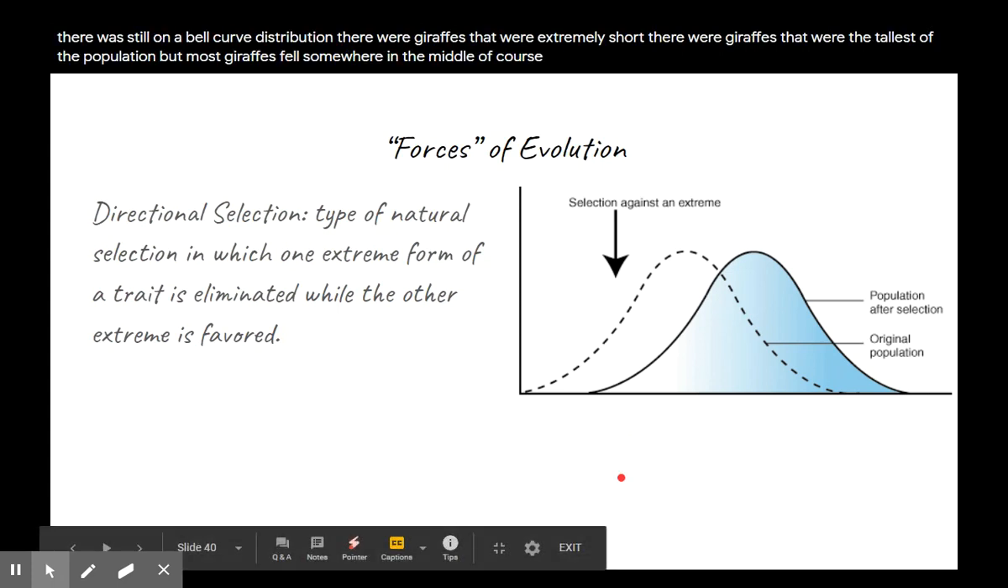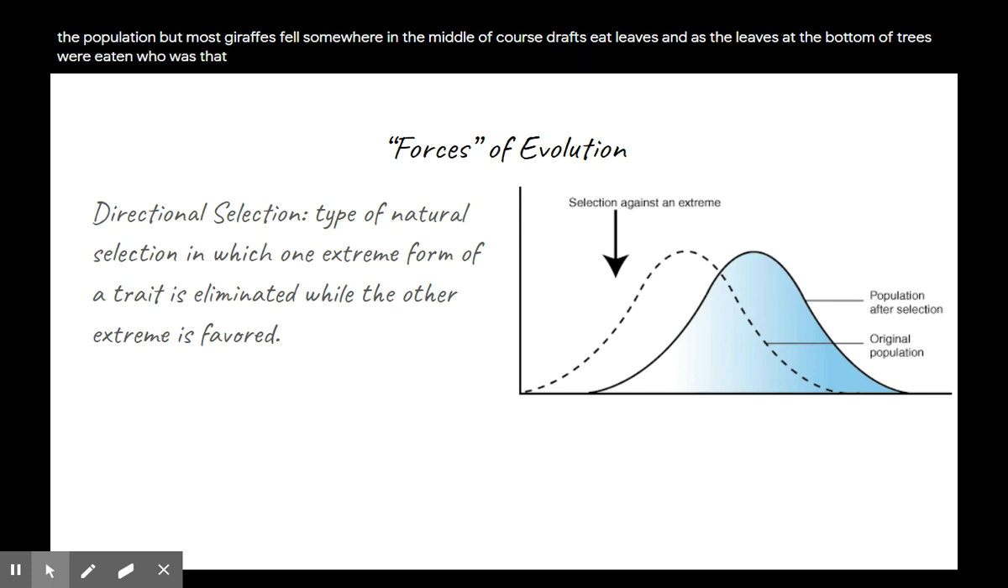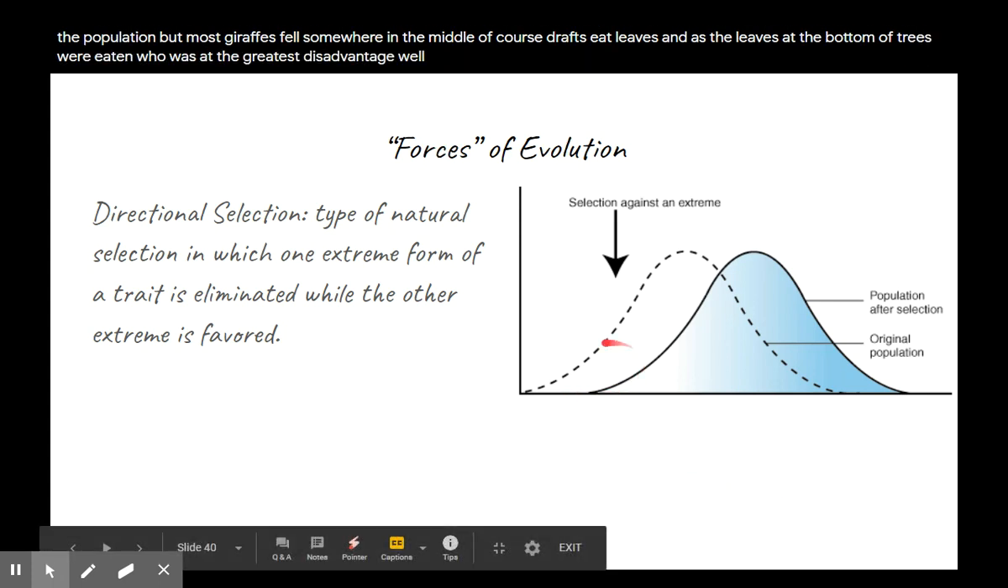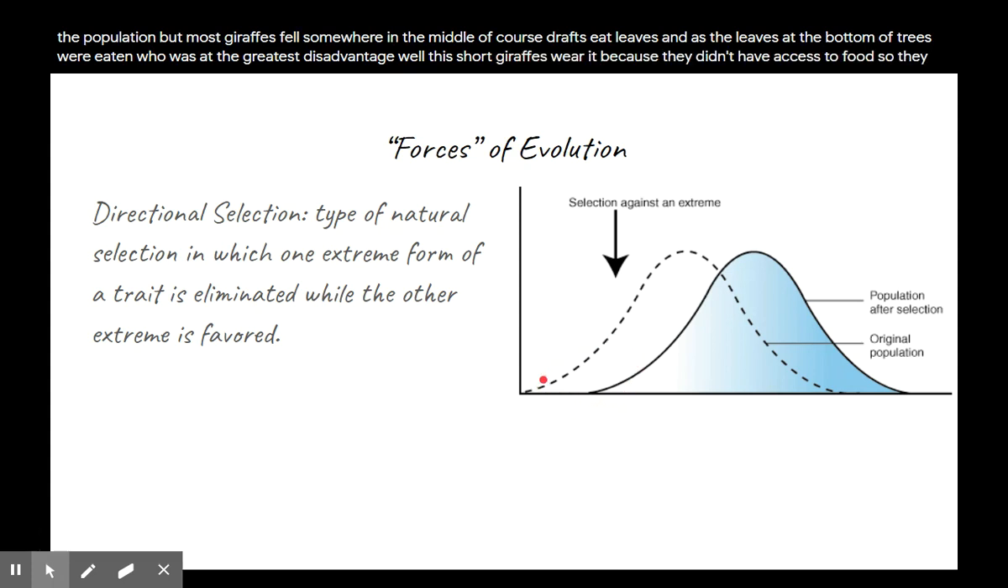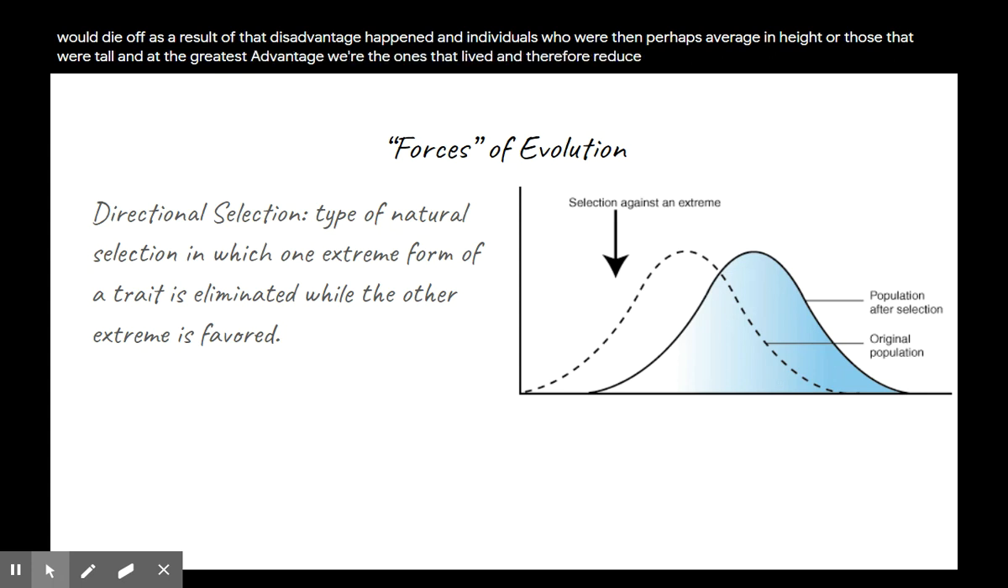Of course, giraffes eat leaves, and as the leaves at the bottom of trees were eaten, who was at the greatest disadvantage? Well, the short giraffes were, because they didn't have access to food. So they would die off as a result of that disadvantage. As that happened, individuals who were perhaps average in height, or those that were tall and at the greatest advantage, were the ones that lived and therefore reproduced and therefore passed on their traits.